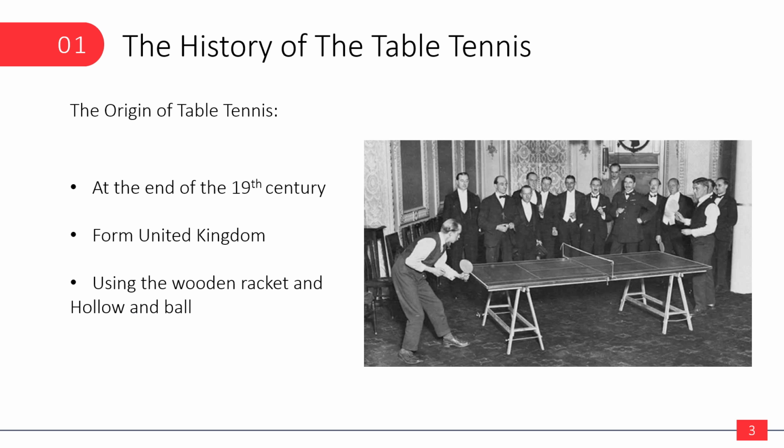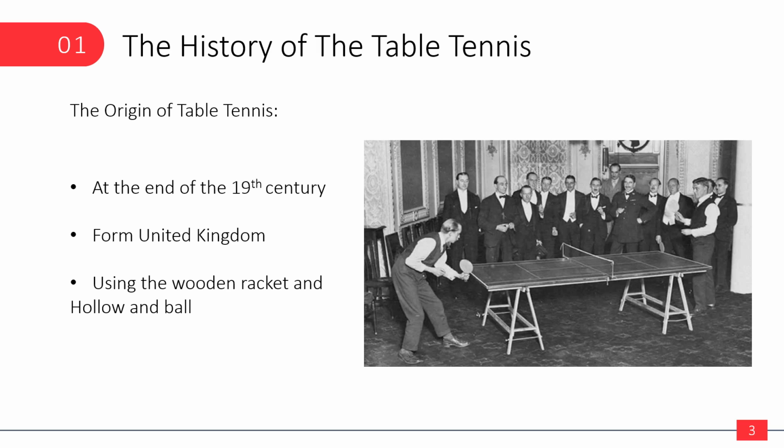Table tennis originated in the United Kingdom. At the end of the 19th century, tennis was prevalent in Europe. Due to the restrictions of the venue and the weather, some college students in the United Kingdom moved tennis indoors, using the table as a court, books as nets, and parchment as rackets, hitting on the table.